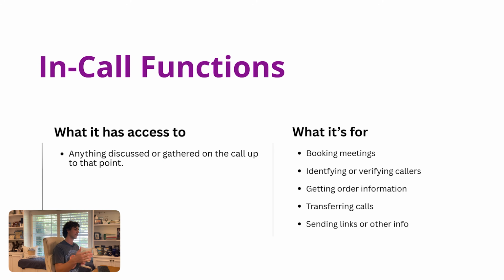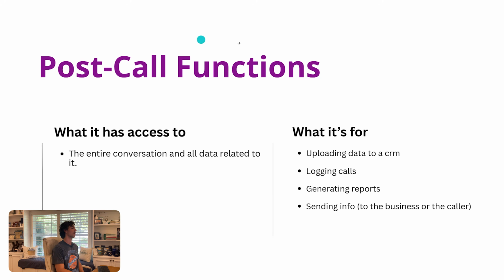And so this is used for stuff like booking meetings, identifying or verifying callers, once again, if they give some sort of code, getting order information, transferring calls, which is a big one, and then lastly, sending links or other information. You can think of this as you call in, you're like, hey, I want a quote for my construction project. And then the person is like, great, let me collect your address, name, and a date and time that works for you. And so that would be the actual information it has access to and can then send out.